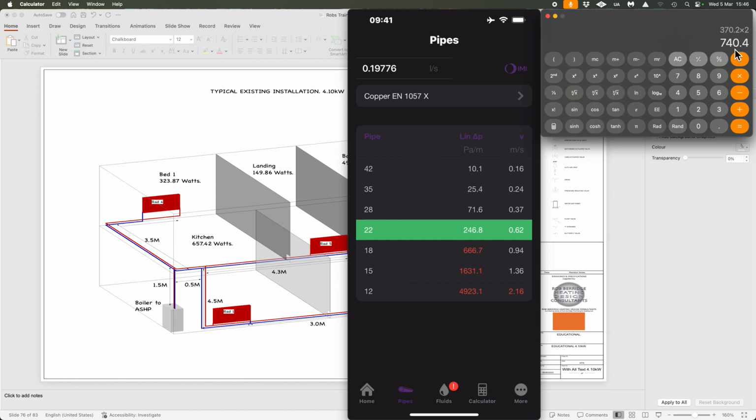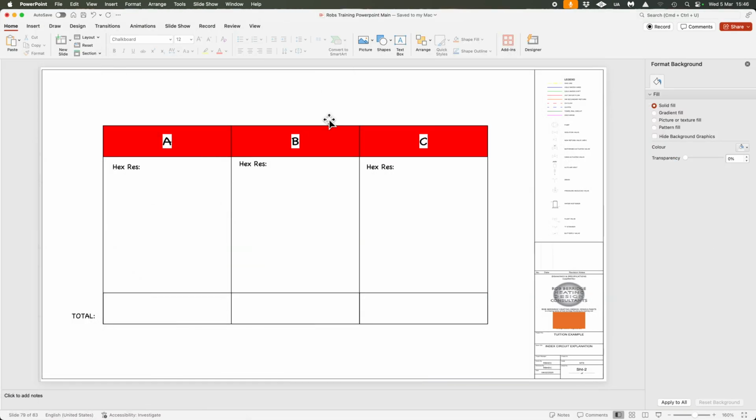And then in the next slide, I'll show you where we start to input that data. Okay, so we had 740 on our circuit A that we can put in. But there's something that we need to discuss first of all, and that is, we've said what is common to both circuits A, B and C, or circuits 1, 2 and 3, however you label it, and that is the primary flow and return.